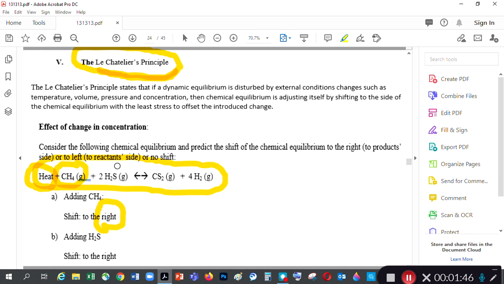Now, if you add another reactant, H2S, then the reactant side will be larger, will be more stressed, so it will release this stress by going to the right. So if you add one of the reactants, the shift will be to the product side, to the right.